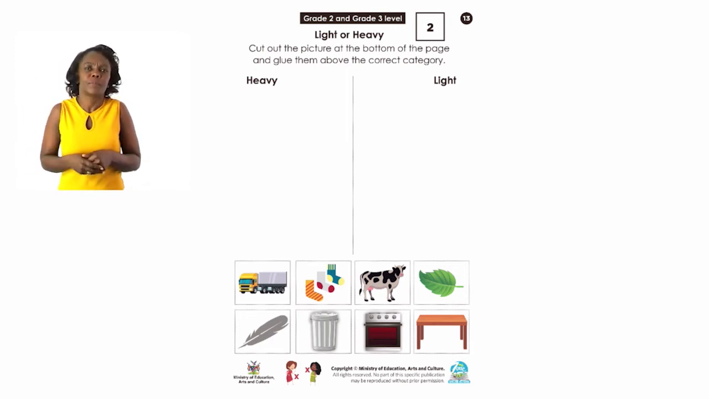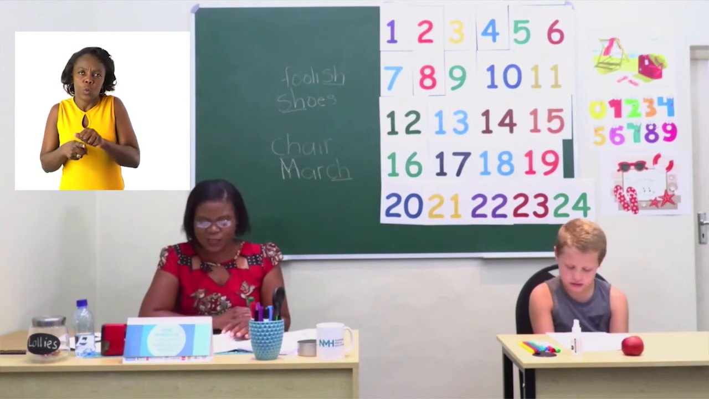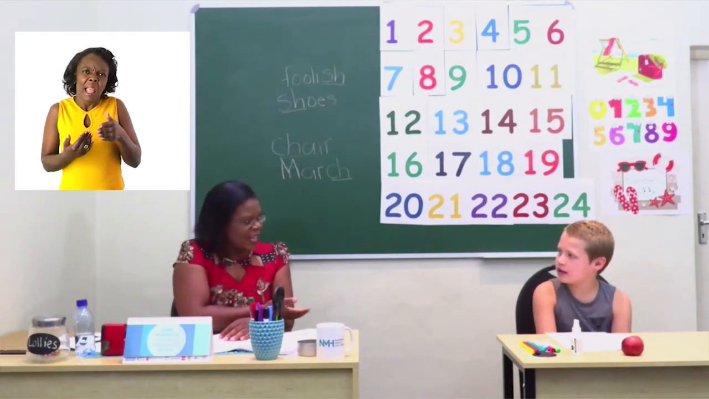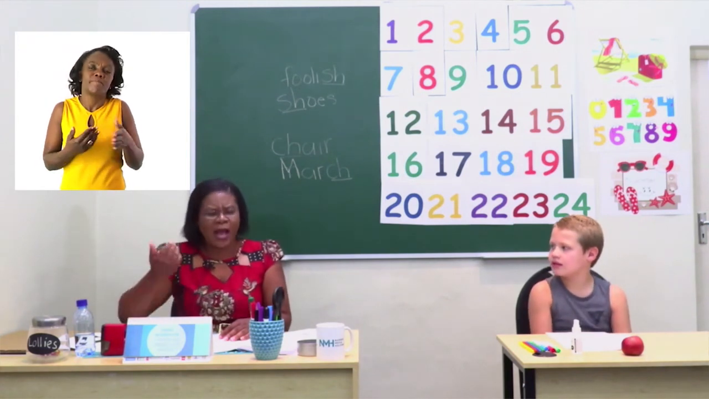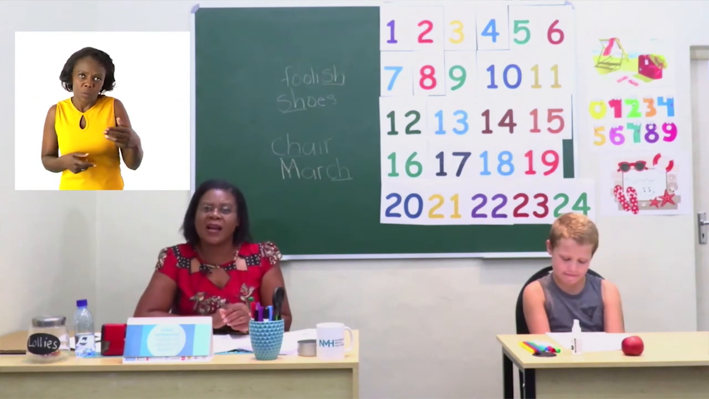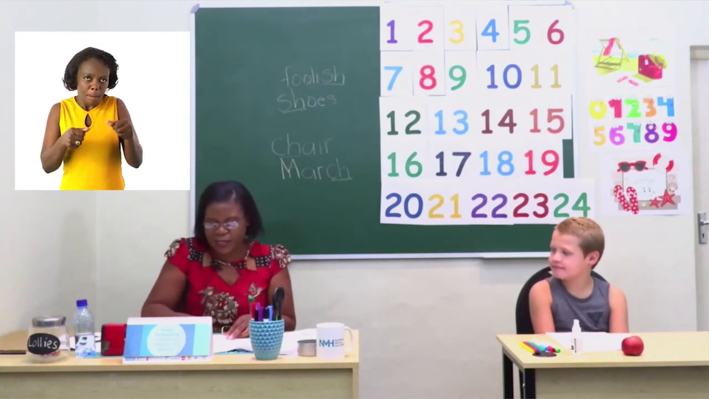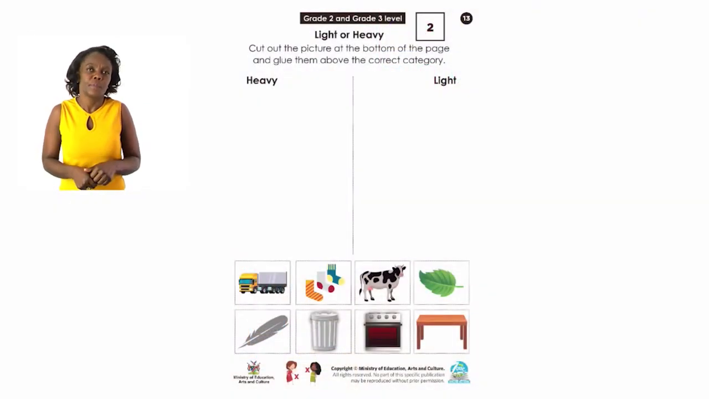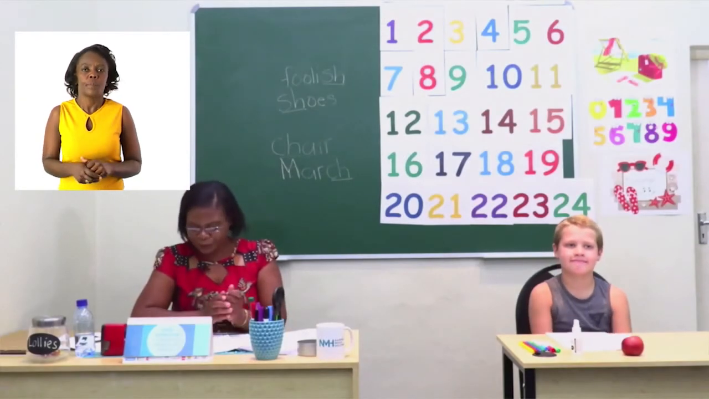And we go to the next object. What is the next object? They are my socks. Those are your socks. Are the socks heavy or light? What do you think? They are light. I can lift them up without having to use much of my strength. Therefore, the socks are light. I'm going to cut my socks nicely with my scissors and paste them on the right-hand side under the column of light. So, do the rest of the objects in the same way.